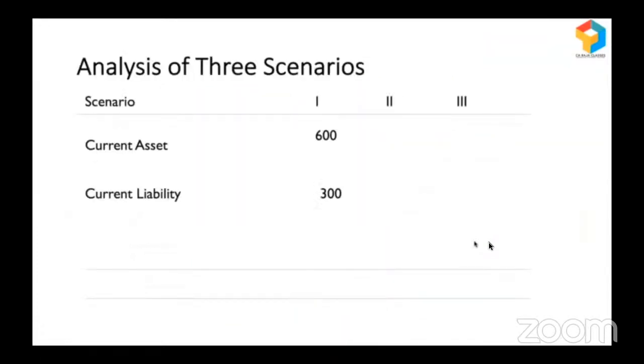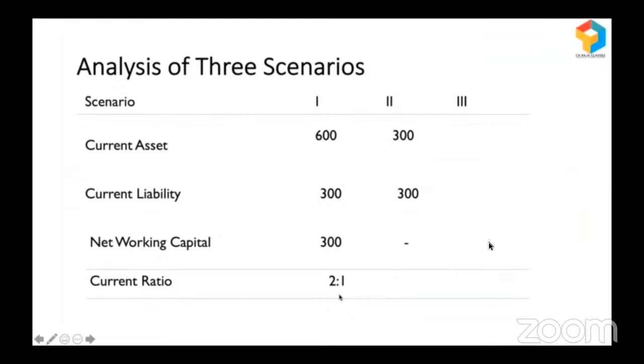So let's capture all the three scenarios here. Scenario 1, current asset 600, current liability 300, so the net working capital was 600 minus 300, 300. Net working capital means the long-term funds which were used for creating current assets. So here if you see 300 long-term funds and 300 short-term funds put together, current assets of 600 was created. And if I look at the current ratio, it is 600 by 300, it is 2:1. In scenario 2, there is no long-term fund contribution at all, and the ratio is 1:1.